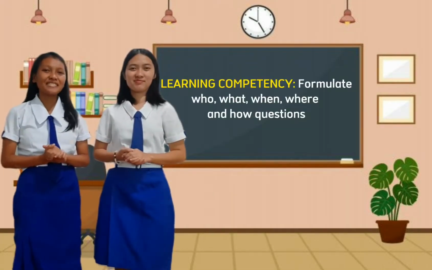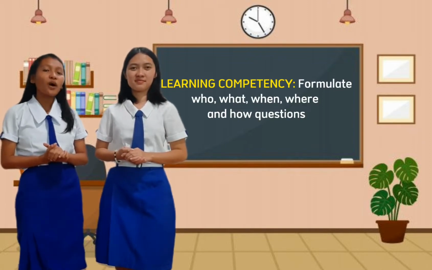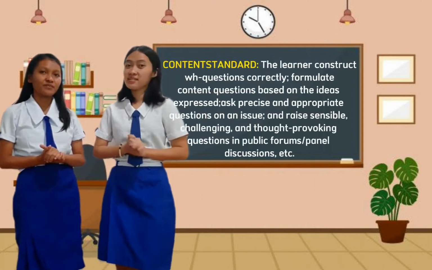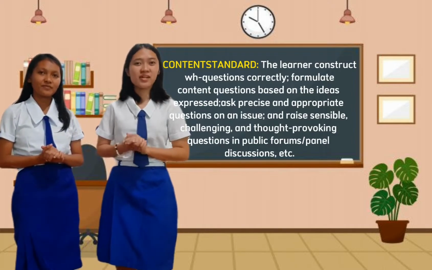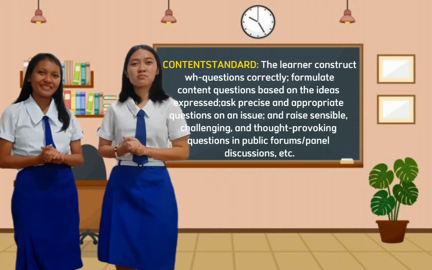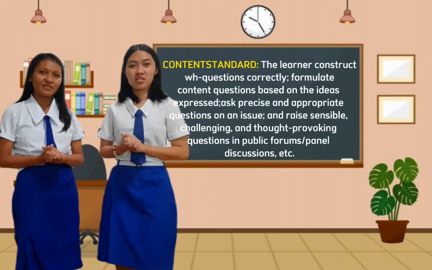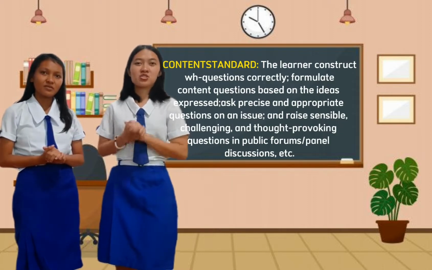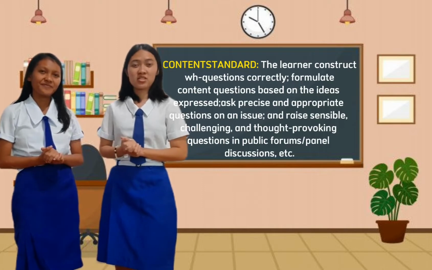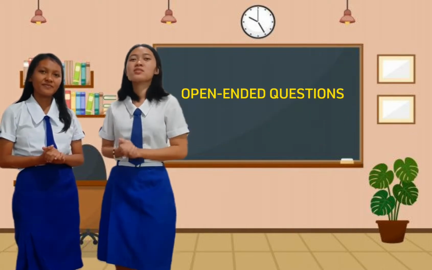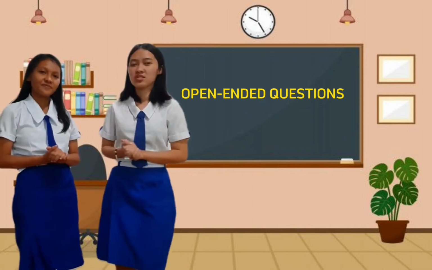Third, learning competency: formulate who, what, when, where, why, and how questions. And its content standard: the learner constructs WH questions correctly, formulates content questions based on the ideas expressed, asks precise and appropriate questions on an issue, and raises sensible, challenging, and thought-provoking questions in public forums, panel discussions, and so on. We use these WH question words to ask certain types of questions.